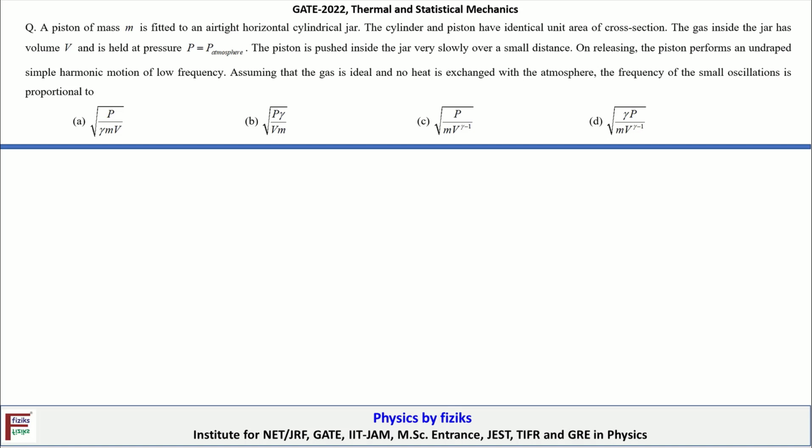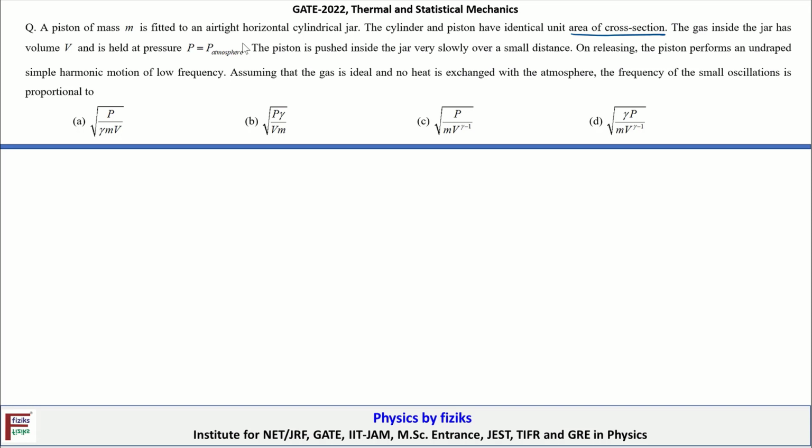So let's continue with the next problem. The statement is: a piston of mass m is fitted to an airtight horizontal cylindrical jar. The cylinder and piston have identical unit area of cross section, so the piston and the jar have the same cross-section area. The gas inside the jar has volume V and is held at pressure P equal to atmospheric pressure.